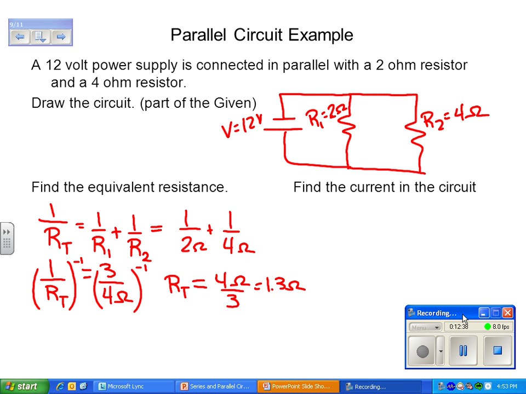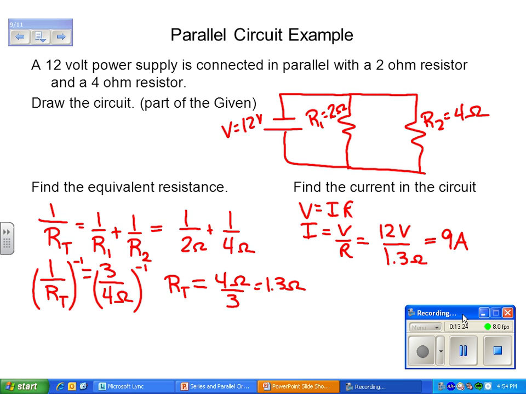We found our resistance, back to Ohm's law, V equals IR. And when you rearrange it, you get I is V over R. So that's 12 volts divided by 1.3 ohms. And that is going to give you about 9 amps. I'm rounding, but it's about 9 amps. You probably got 9.2 if you're doing this along with me. And so now we know the current in the entire circuit. We know the resistance of the whole circuit and the voltage of the whole circuit.